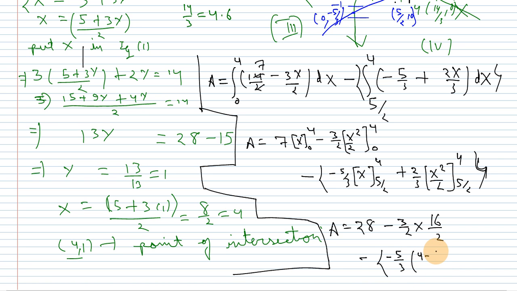4 minus 5 by 2, and this second one is 2 by 3, right? Let's take this 2 value to the outside, then it will become 2 by 6, right? And the x square, if we put 4 in the place of x, then it will become 16, and if we put x equals 5 by 2, then it will become how much? 25 by 4.